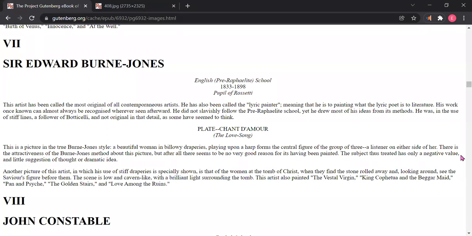Another picture of this artist, in which his use of stiff draperies is specially shown, is that of the women at the tomb of Christ, when they find the stone rolled away, and, looking around, see the Savior's figure before them. The scene is low and cavern-like, with a brilliant light surrounding the tomb. This artist also painted the Vestal Virgin, King Cophetua and the Beggar Maid, Pan and Psyche, the Golden Stairs, and Love Among the Ruins.